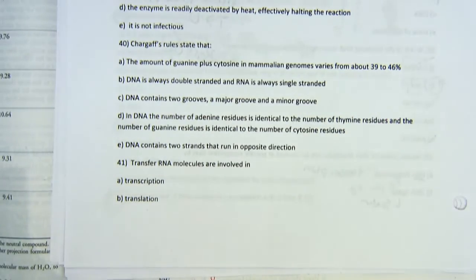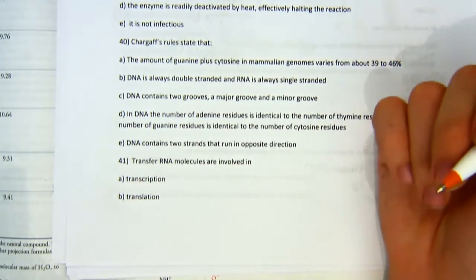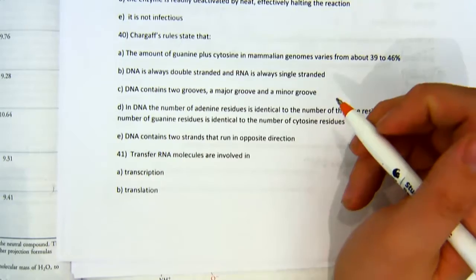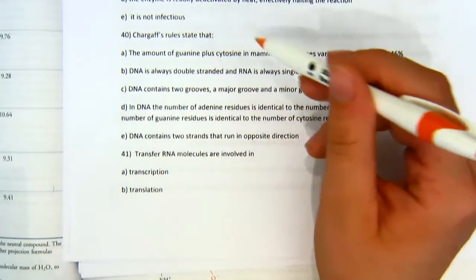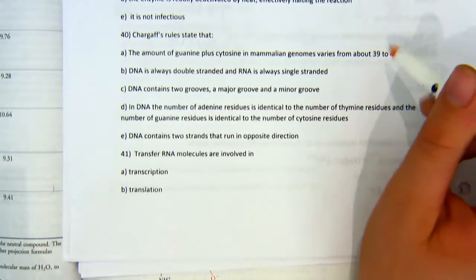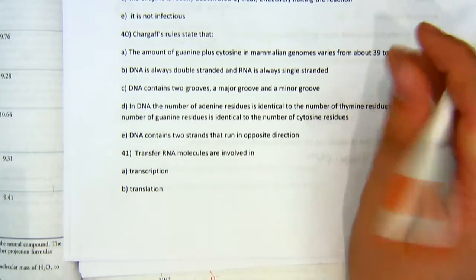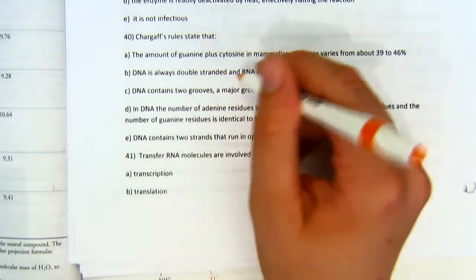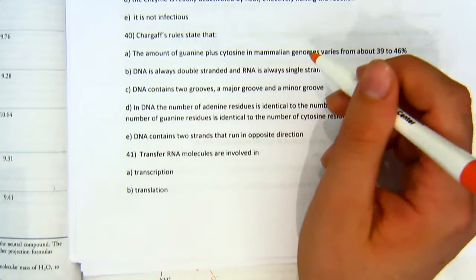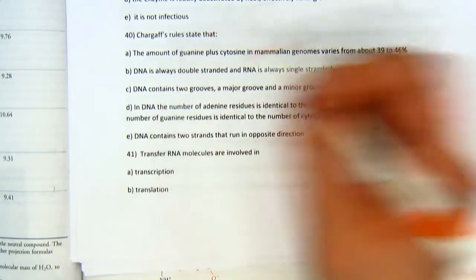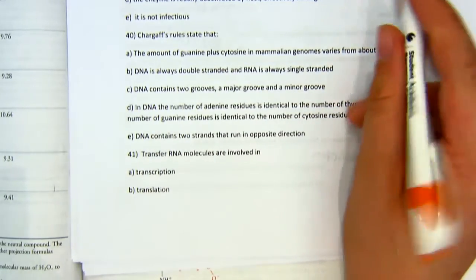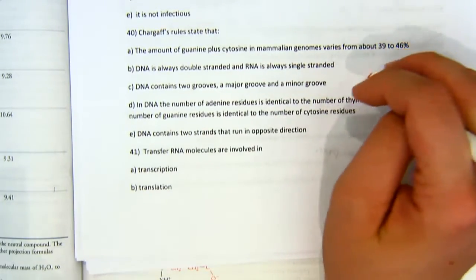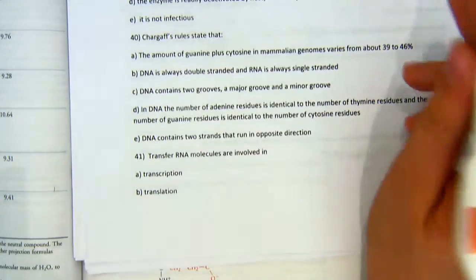So Chargaff's rules. He was the guy who was talking about our different base pairs, right? So the amount of guanine plus cytosine in mammalian genomes varies. Doesn't really sound like a specific rule to me. That just sounds like a random fact. DNA is always double-stranded and RNA is always single-stranded. Most of the time, like 90% of the time, that's true, but is that really talking about our bases? DNA contains two groups, a major and a minor. That's also right, but are we talking about our bases?